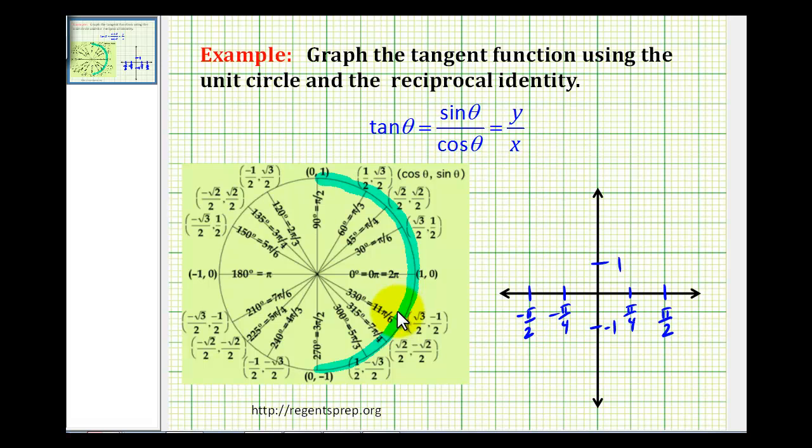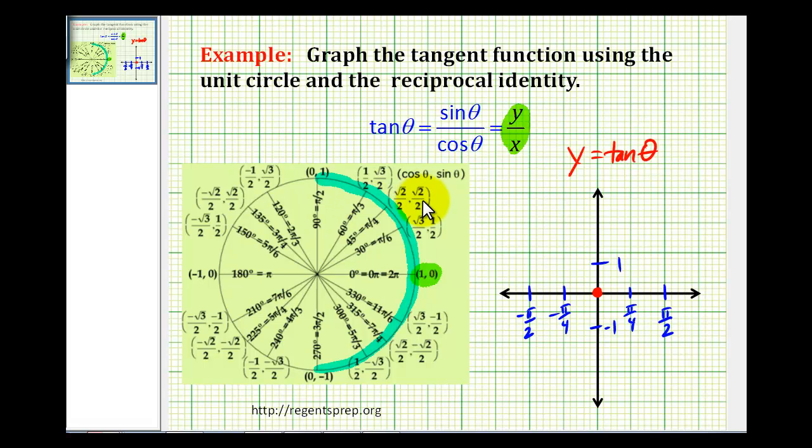So now we'll take a look at key angles in this interval and then plot the function values on the coordinate plane. And we'll determine those function values by taking the y-coordinate and dividing by the x-coordinate, as we see here. Let's start by taking a look at 0 degrees or 0 radians. Y divided by x would be 0 divided by 1, which is equal to 0. So here's one point on the graph of y equals tangent theta.